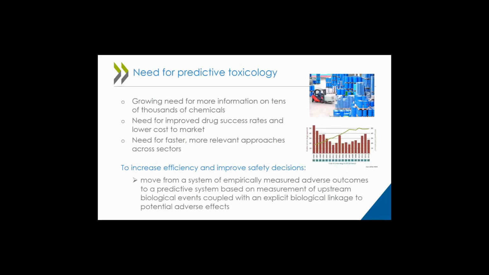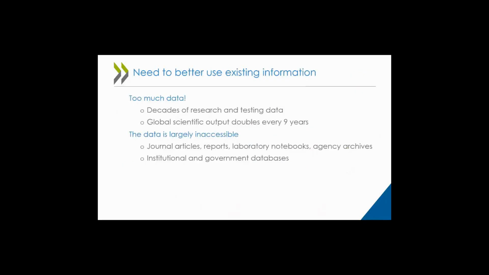Therefore, to increase the efficiency and improve safety decisions, there's a need to move from a system of empirically measured adverse outcomes to a predictive system based on the measurement of upstream biological events, coupled with an explicit biological linkage to potential adverse effects. At the same time, there's also a need to better leverage our existing knowledge.